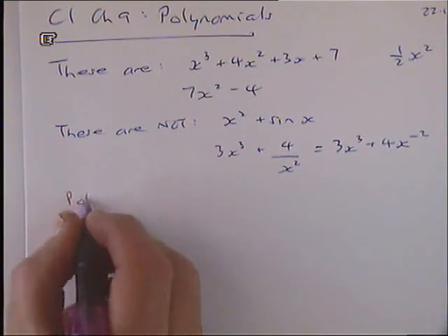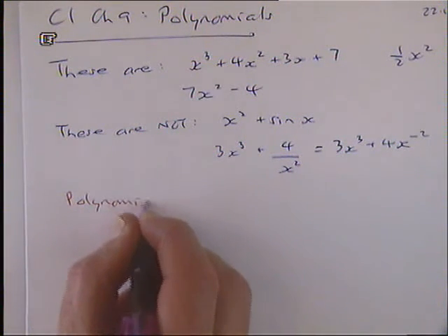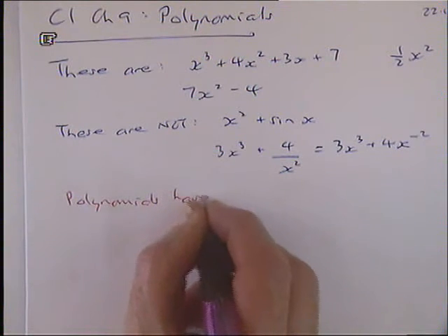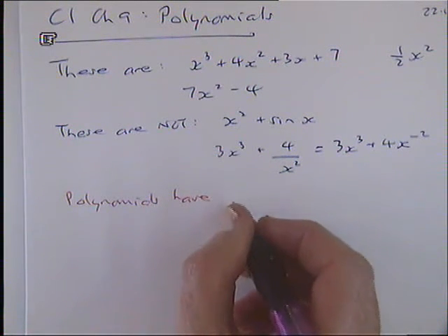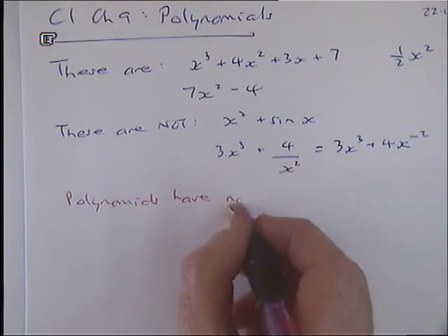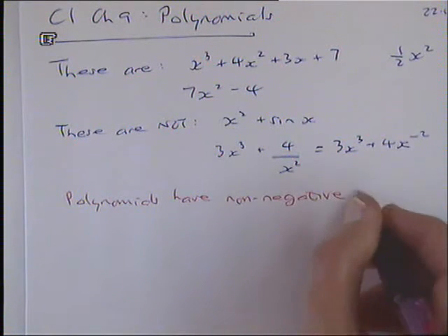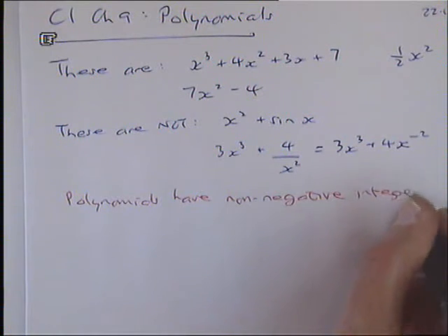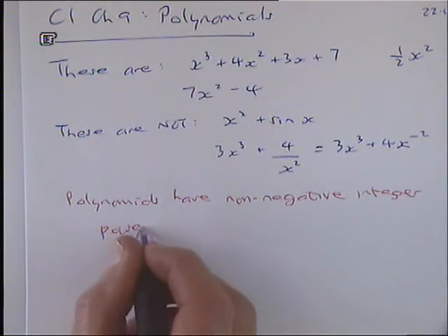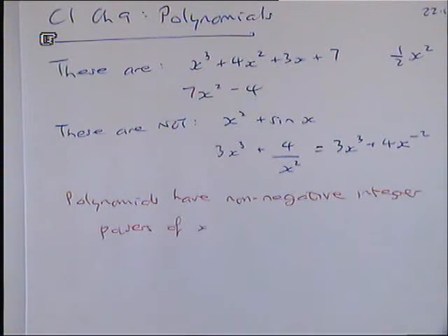So polynomials have positive, well, actually, no, I'm going to change that to non-negative, and I'll explain why in a minute. Non-negative integer powers of x. They have non-negative integer powers of x.